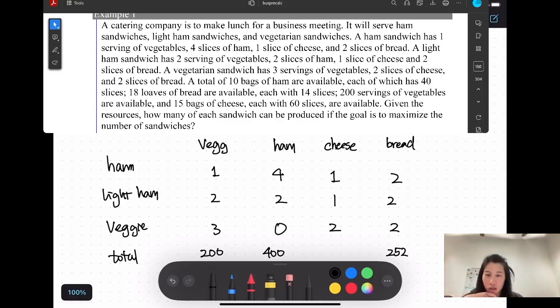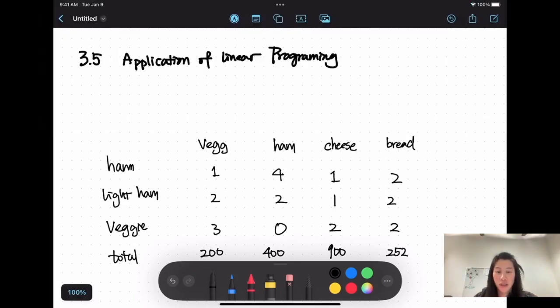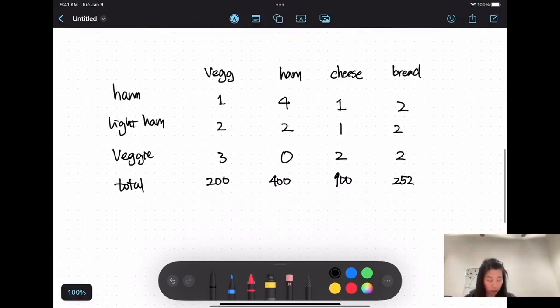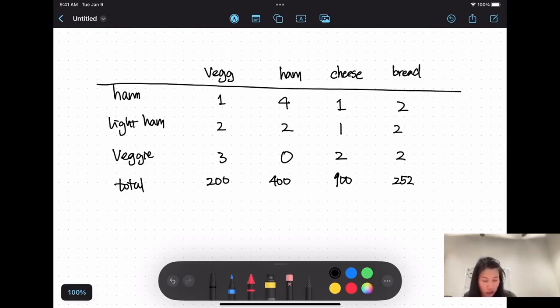What about cheese? So they have 15 bags of cheese, each with 60 slices. So I use 15 times 60. I have 900 slices of cheese. So here is our chart. The chart will help us to simplify all the work we've done. So now, since we already simplified it, let's move up and see how we can make this chart.